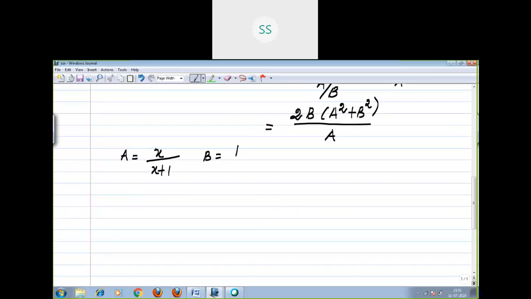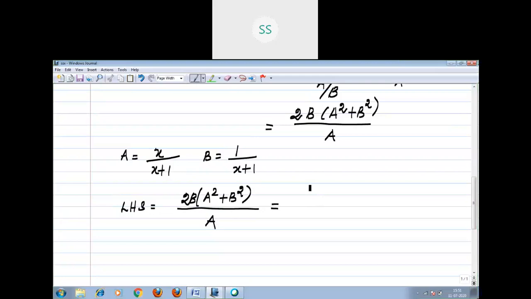b equals 1 divided by x plus 1. Then your answer, right? The LHS you arrived at is 2 times (a square plus b square) divided by 2b, divided by a square plus b square into a, that you are going to substitute, right? It is equal to the LHS given in the question that we took and simplified. That simplified result I wrote here: 2b into (a square plus b square) divided by a.